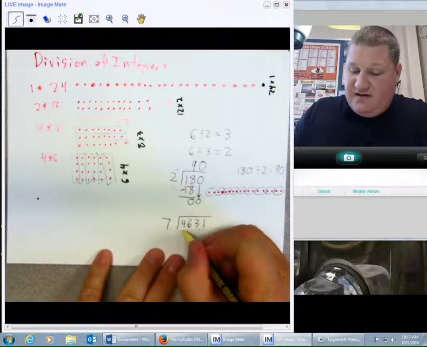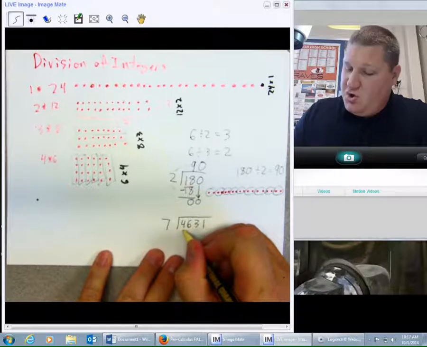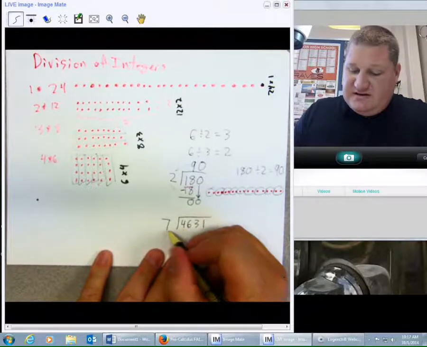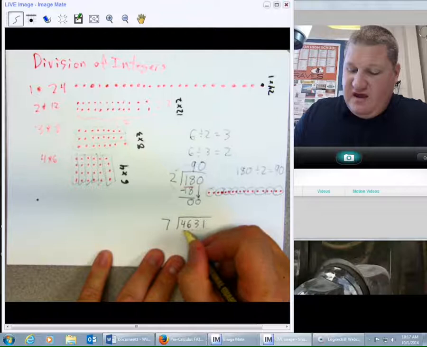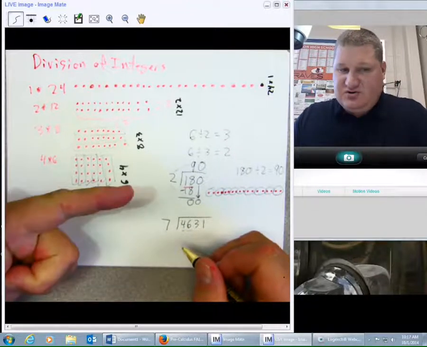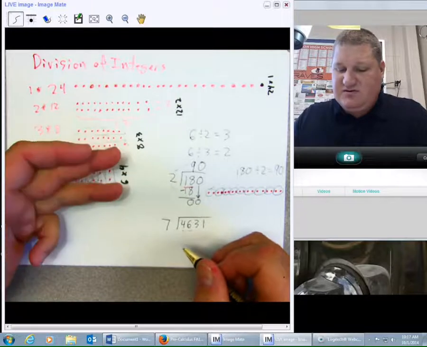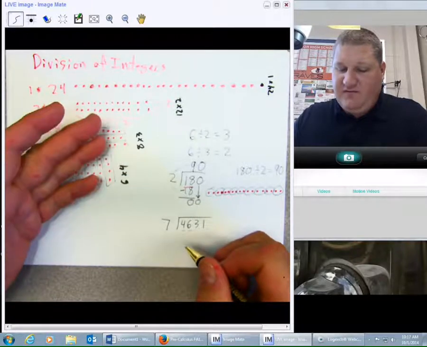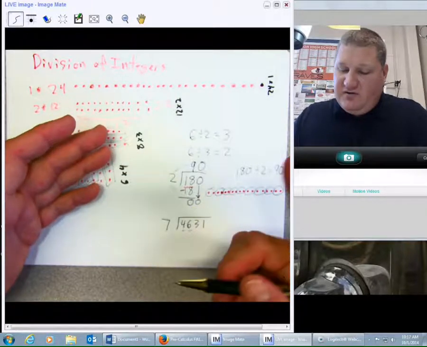Does 7 go into 4? Nope, doesn't work. Does 7 go into 46? Yes. 7 times 1 is 7, 7 times 2 is 14, 7 times 3 is 21, 7 times 4 is 28, 7 times 5, 35, 7 times 6, 42.